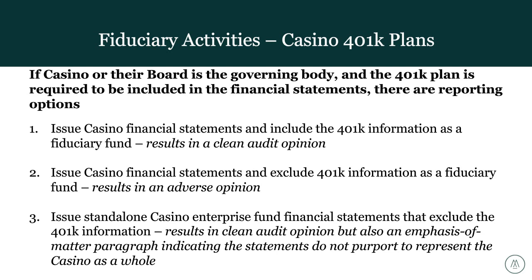Good result. Then option two, let's say you choose to exclude the 401k info. Then that results in an adverse opinion. And for option three, you could issue a standalone casino enterprise fund on its own, excluding the 401k info. Then the auditor issues a clean audit opinion, but also an emphasis of matter paragraph indicating statements do not purport to represent the casino as a whole.